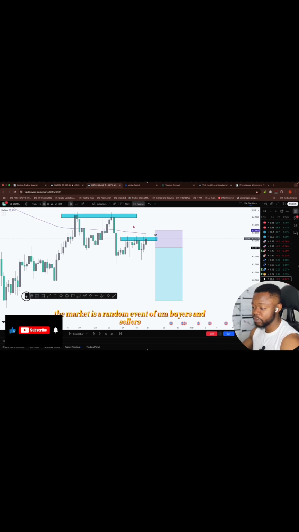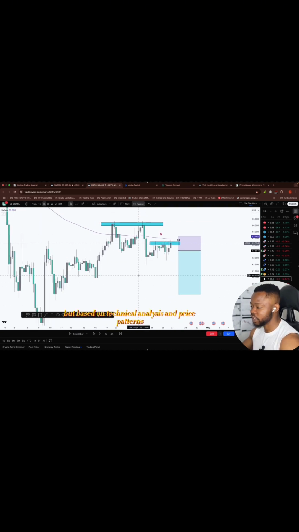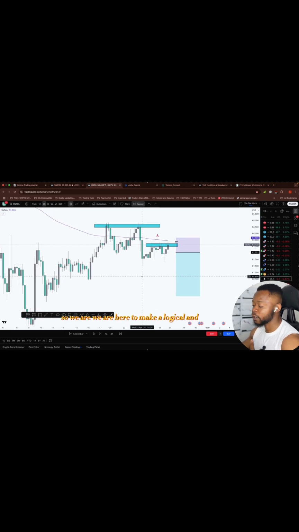Remember, this is a random place. The market is a random event of buyers and sellers, and price movement is all about the imbalance between buyers and sellers. So you really cannot know what's going to happen next. But based on technical analysis and price patterns, we're able to predict what's going to happen next. So we're here to make a logical prediction based on informed decisions.